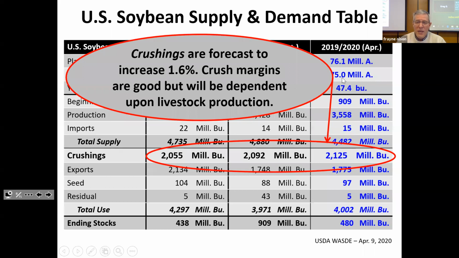Now, right now, today, crushing margins are very good. Unlike the ethanol industry, which is having some severe issues, crushing margins, when you look at the spread between soybean prices as an inbound cost to a crusher and the value of the meal and the oil, those crushing margins right now are still very strong. Now, there's some concerns as we move forward that might be changing, especially as some of our meat prices start to drop because of coronavirus issues.